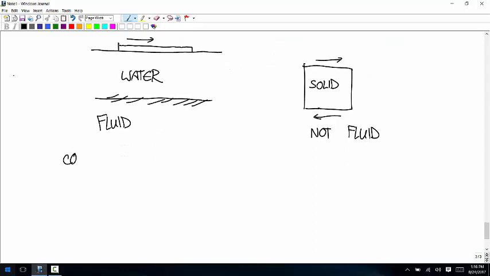And so the most common fluids that we're going to deal with are gases, liquids, and the weird thing that you get once you get past the critical temperature, supercritical fluids.